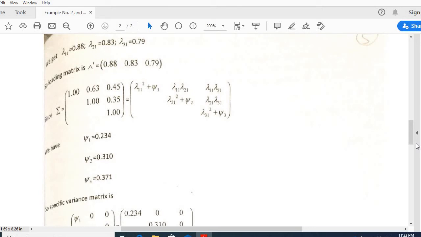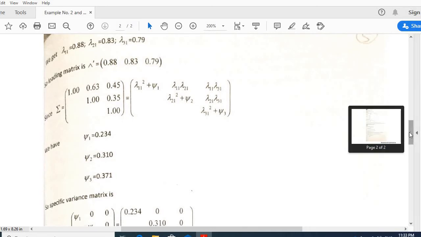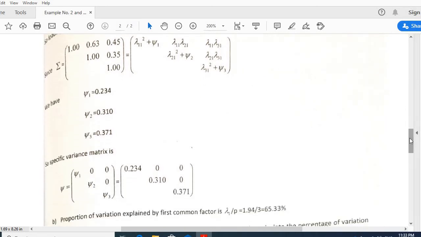Sigma is equal to this. From here we obtain psi 1 is equal to 0.234, psi 2 is 0.310, psi 3 is equal to 0.371. So the specific variance matrix psi is the diagonal matrix with psi 1, psi 2, psi 3, replacing the respective values.